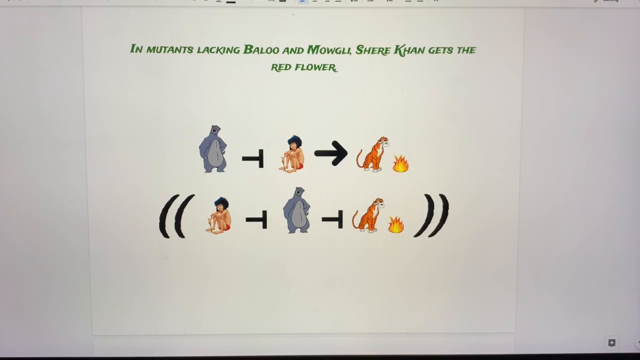In the first double mutant pathway, mutant strains lacking Baloo and Mowgli result in Shere Khan getting the red flower. This pathway could either go Baloo inhibiting Mowgli, then Mowgli activating Shere Khan, or Mowgli inhibiting Baloo, who inhibits Shere Khan. Given the statement above, the second pathway is correct, because if Mowgli were to inhibit Baloo, he would activate Shere Khan, who would in fact get the red flower.